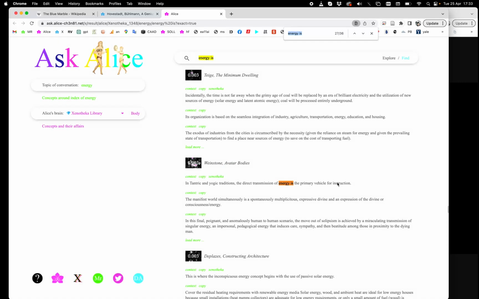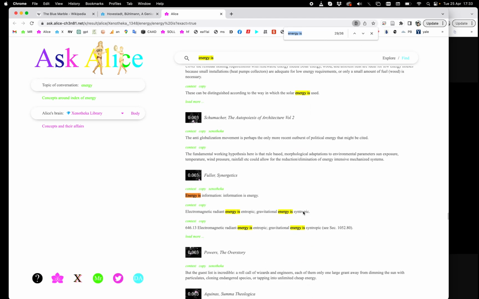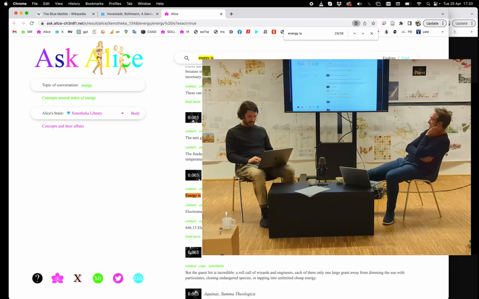Energy is the primary vehicle for instruction. Here it gets interesting. Solar energy is used. Look at this: energy is information, information is energy. How is energy information, and how is information energy? This is my concern. Energy and entropy. This again, energy and syntropy. Okay, so like this, we can start fantasizing around what energy might be about.